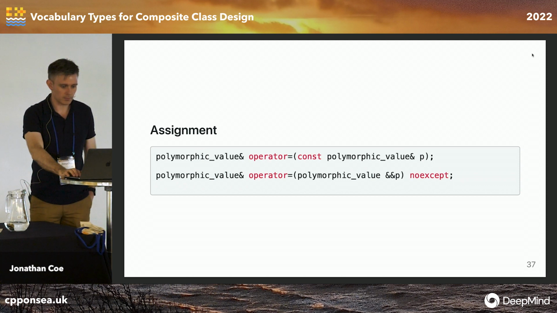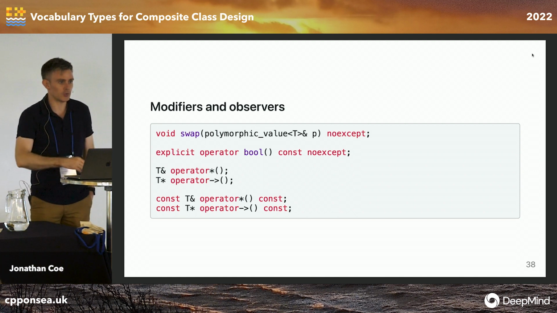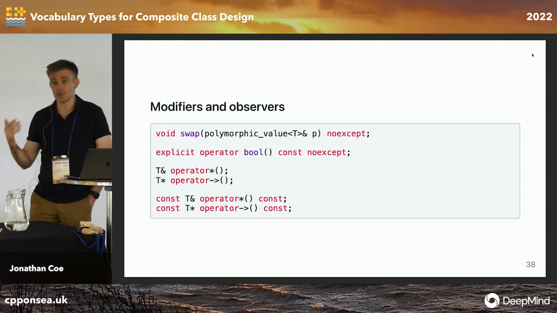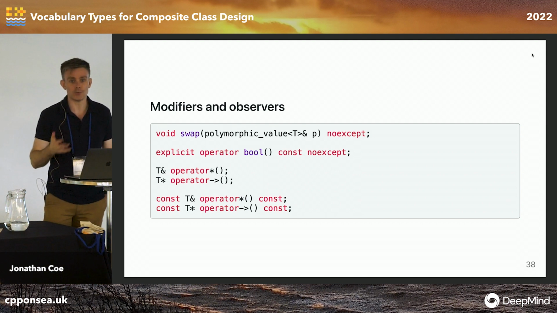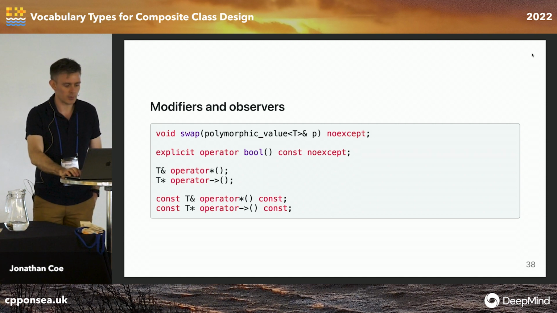move and copy style. And then we have modifiers and observers, and this is where the magic happens, not in swap, but in the const overloads for operator star and operator arrow. And that's going to ensure the const propagation happens. So if you look at things like unique pointer and shared pointer, they don't do this. They've only got one operator arrow and operator star.